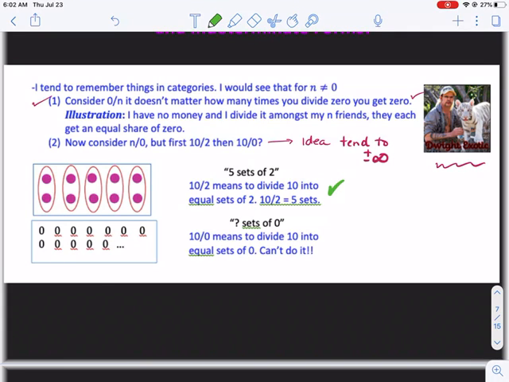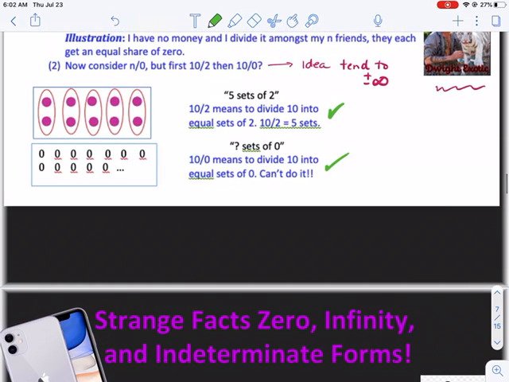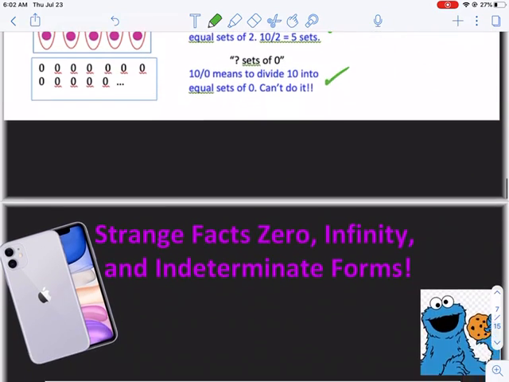But think about 10 divided by 0. In the second case, it means 10 equal sets of 0. So if I put all my sets of 0, I start counting them. 1, 2, 3, 4, 5, 6, 7, 8, 9, 10. Oh, too many. Well, into equal sets of 0, it could actually keep going because it doesn't really make sense. I don't have to cancel those. It's just, you can't do it. It doesn't make any sense at all.